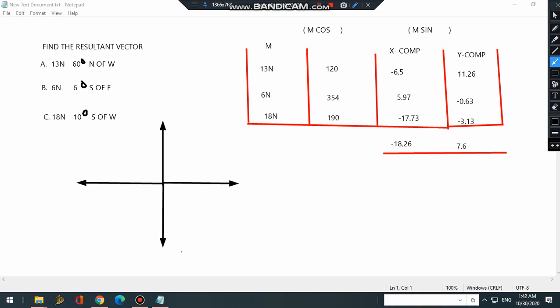So let's find our angles. 60 degrees north of west would be here. 6 degrees south of east would be here. Then 10 degrees south of west would be here. We should write it. Then 6. Your angles would be around here.